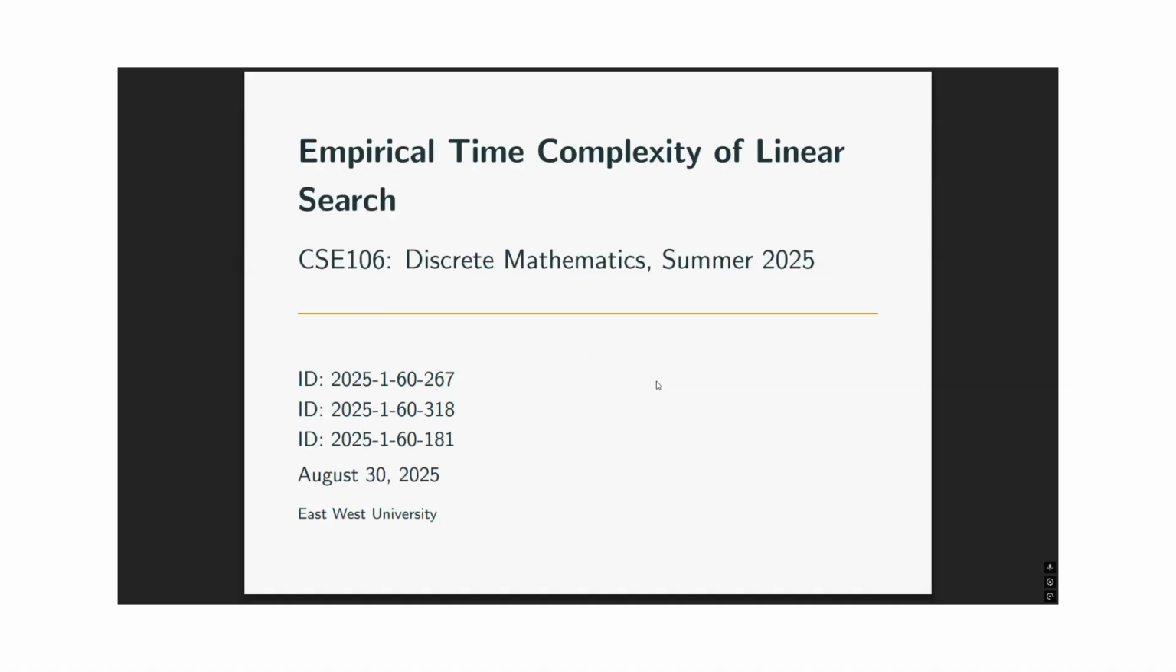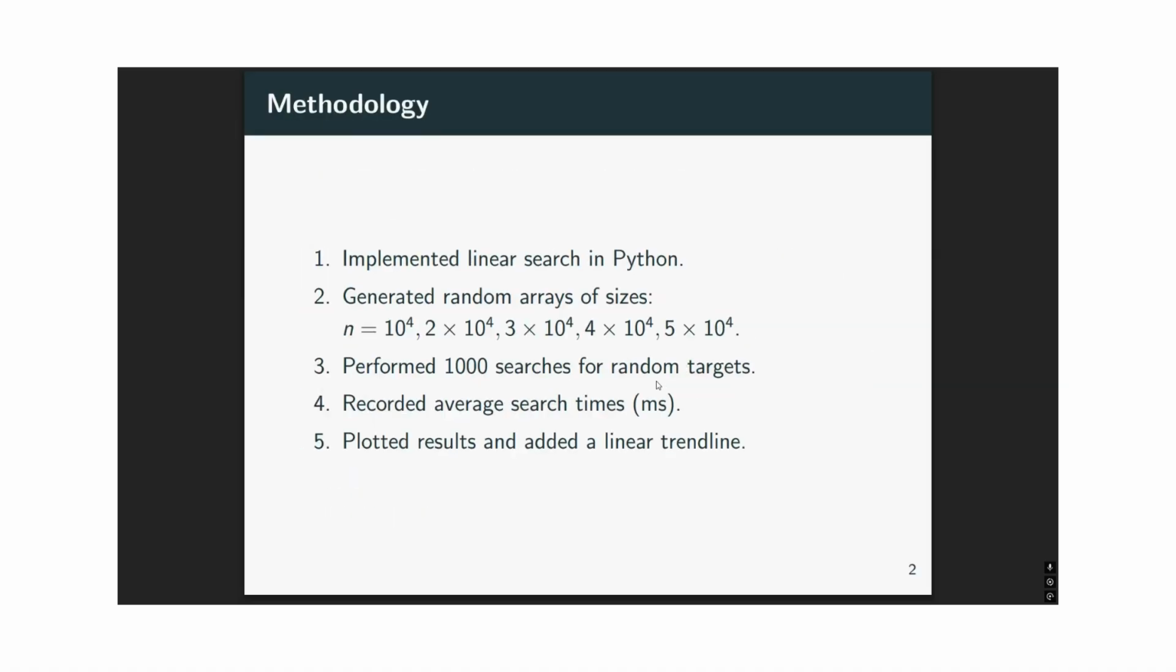Methodology. Our methodology was straightforward. We implemented linear search in Python. We then generated random arrays of increasing sizes from 10,000 to 50,000 elements. For each array, we performed 1,000 searches for random targets within that array. After that, we recorded the total time and calculated the average time per search in milliseconds. Lastly, we plotted these average times against the input sizes.